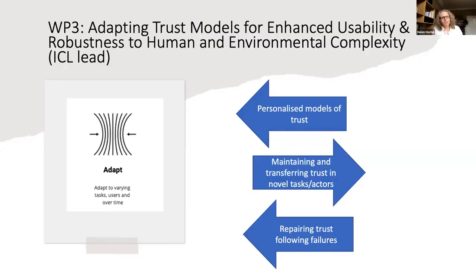Okay, so work package 3 is about adapting trust models. So we want to create personalized trust. We want to look at how this is maintained and transferred across new tasks and new people, and algorithms for repairing trust following failures.